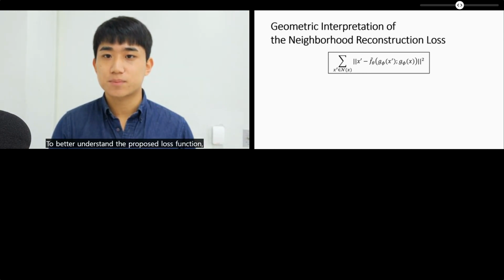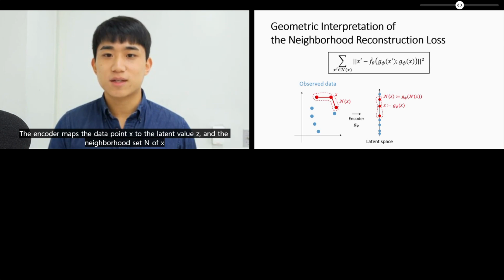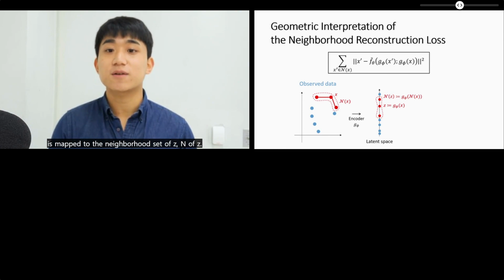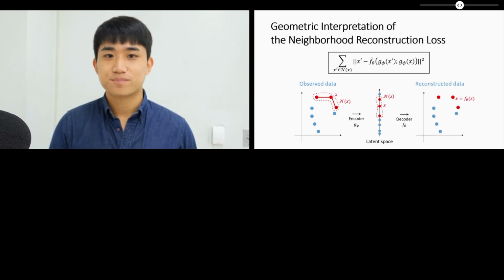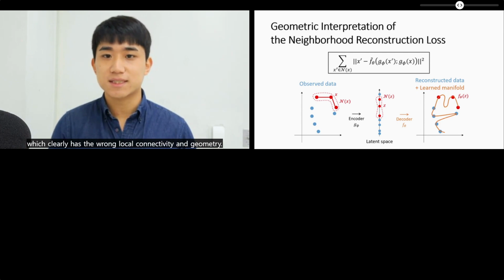To better understand the proposed loss function, we'll now provide a geometric interpretation. First, given a set of observed data, consider a data point x and its neighborhood set N of x. The encoder maps the data point x to the latent value z, and the neighborhood set N of x is mapped to the neighborhood set of z, N of z. We'll assume that the decoder perfectly reconstructs the observed data. And let's assume that the learned manifold looks like the orange curve, which clearly has the wrong local connectivity and geometry.